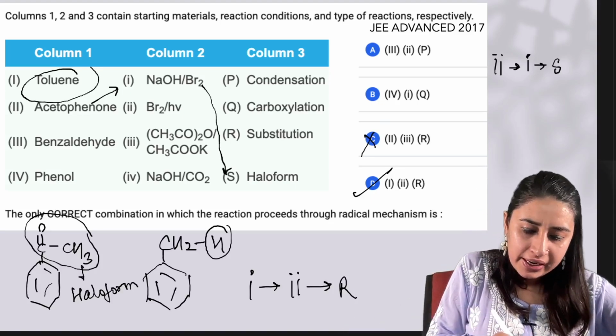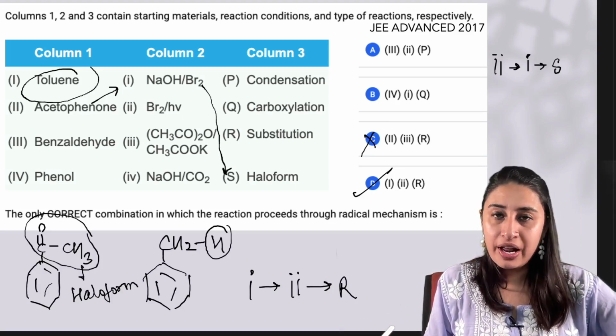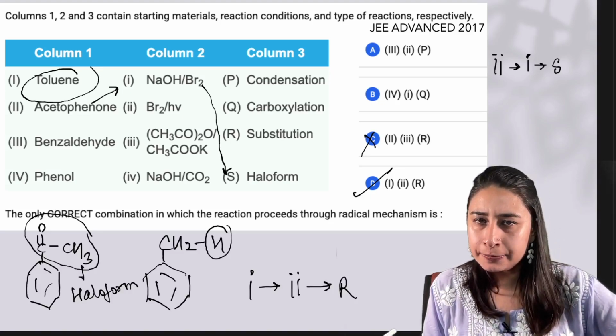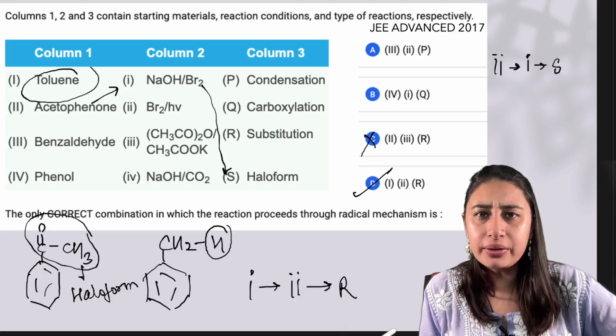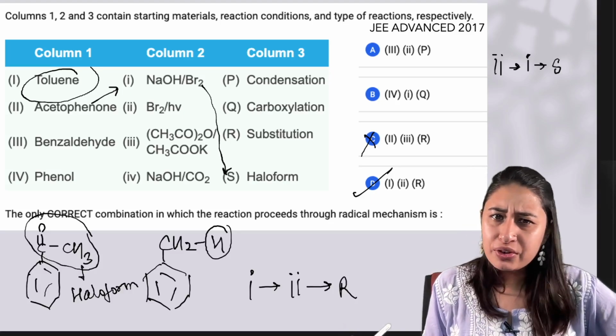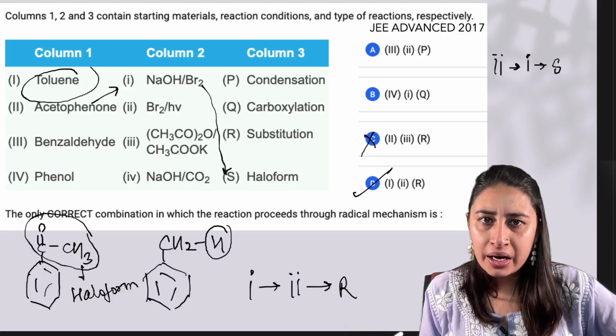If you see benzaldehyde, either the Cannizzaro reaction should have been there, for which you require NaOH in the concentrated form, 50% NaOH. That's something which is not given. So that is ruled out. If you see haloform is done, the Friedel-Crafts substitution is also done.